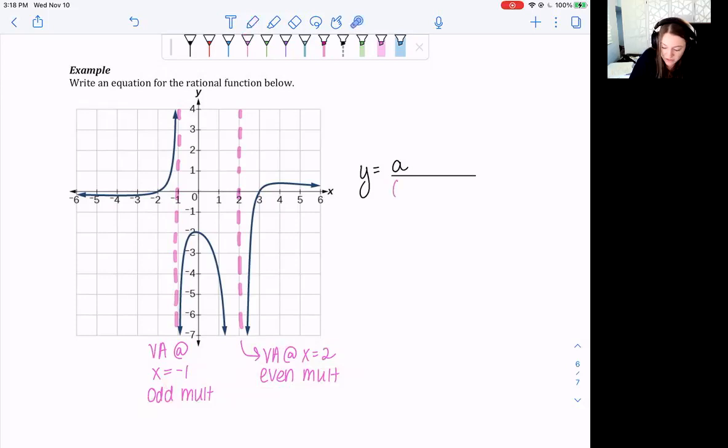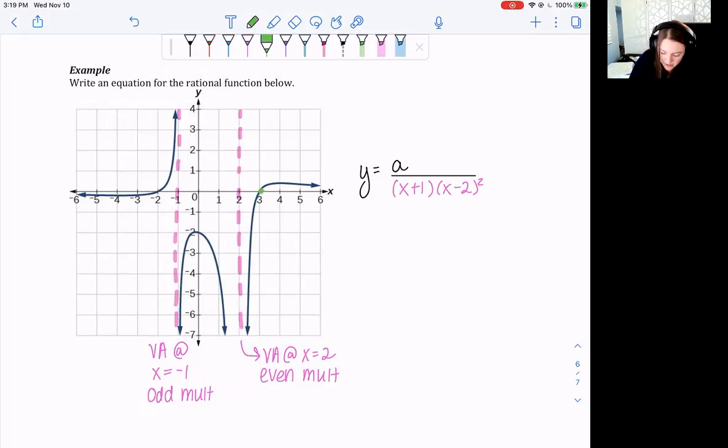So for -1, we would have x plus 1. It's raised to an odd multiplicity, so I'll just leave it at 1. For 2, that would be x minus 2. And it says an even multiplicity, so I'm going to square it.